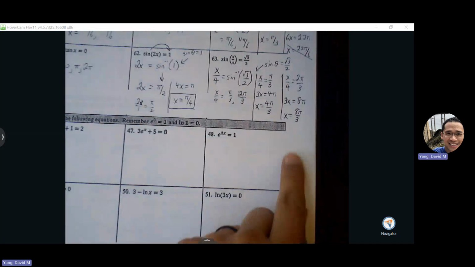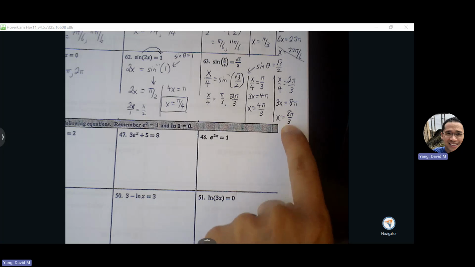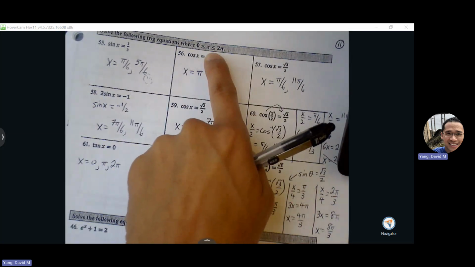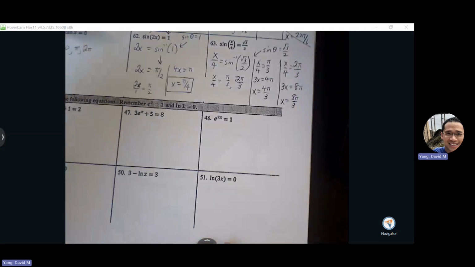Now, 8 pi over 3 is more than 2 pi. We know 6 over 3 is 2, so 8 over 3 is definitely more than 2. So this is outside our interval. We're only looking for x values between 0 and 2 pi, so we're only going to keep 4 pi over 3.